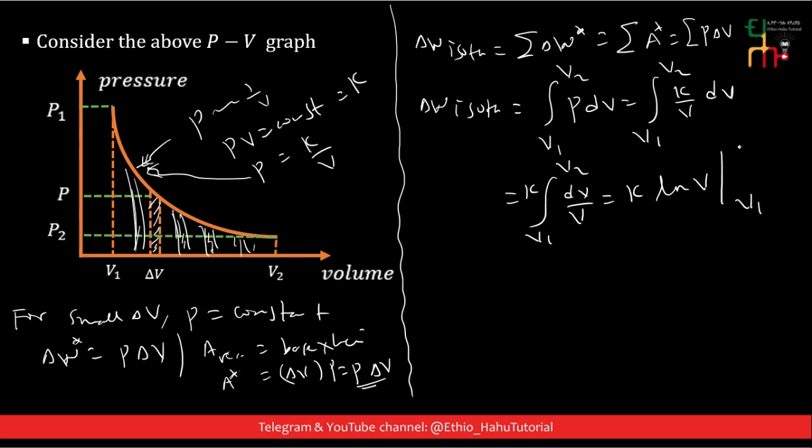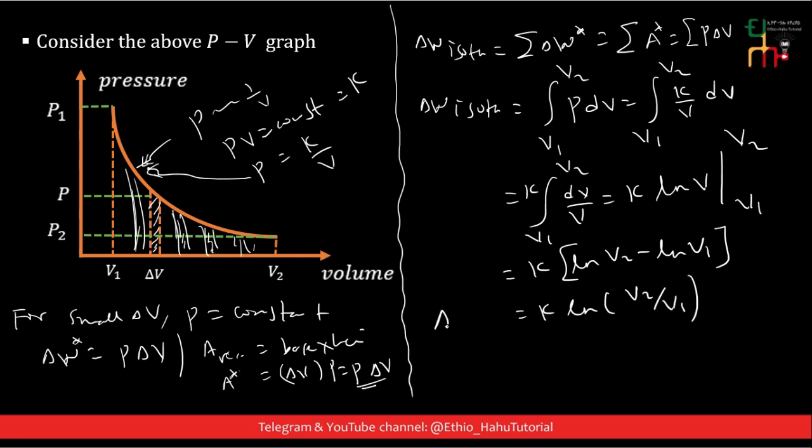This is equal to K times ln of V2 minus ln of V1. From properties of logarithm, ln of V2 minus ln of V1 is simply ln of V2 over V1. So this is K times ln of V2 over V1. This is work done in an isothermal process.